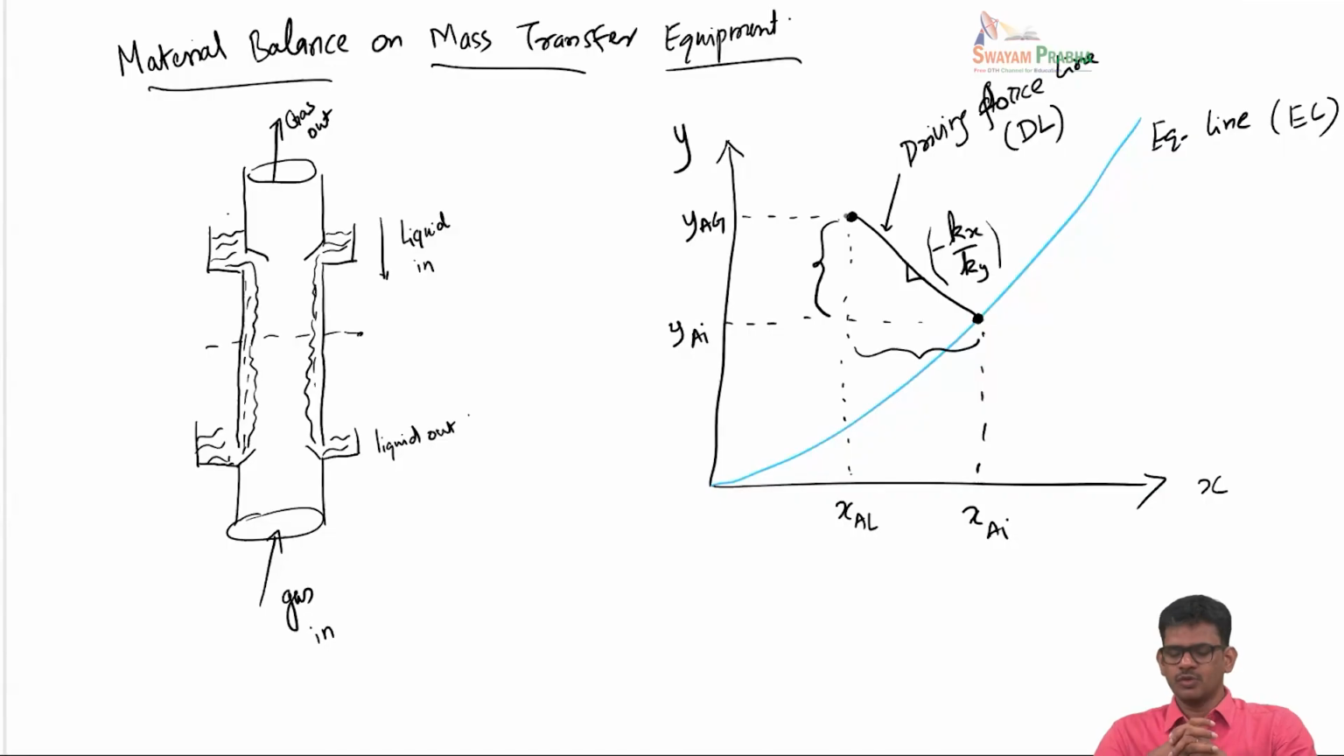If the driving force is larger, the mass transfer rate will be larger. If the concentration is very close to the equilibrium point, then the driving force is very small. These are very important concepts that we have to understand. So, for example, like I was saying, in one of the classes I zoomed into this particular point, right?